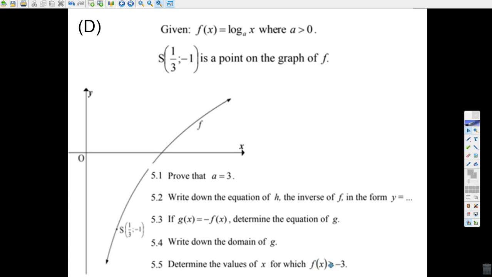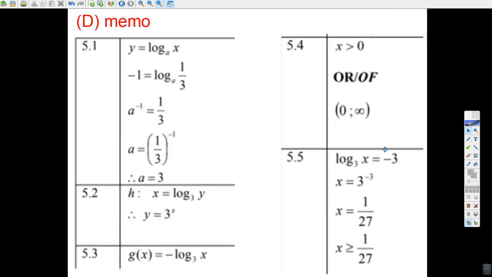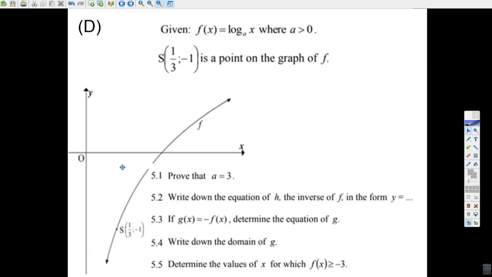For which values is f of x greater than or equal to -3? Well, what you do is you take f of x and you make it equal to -3. And let's take a look what that is. Let's put it in exponential form. That means 3 to the -3 is equal to x. You take the base, the log is the power, and that gives you what x is. So x is 1/27.